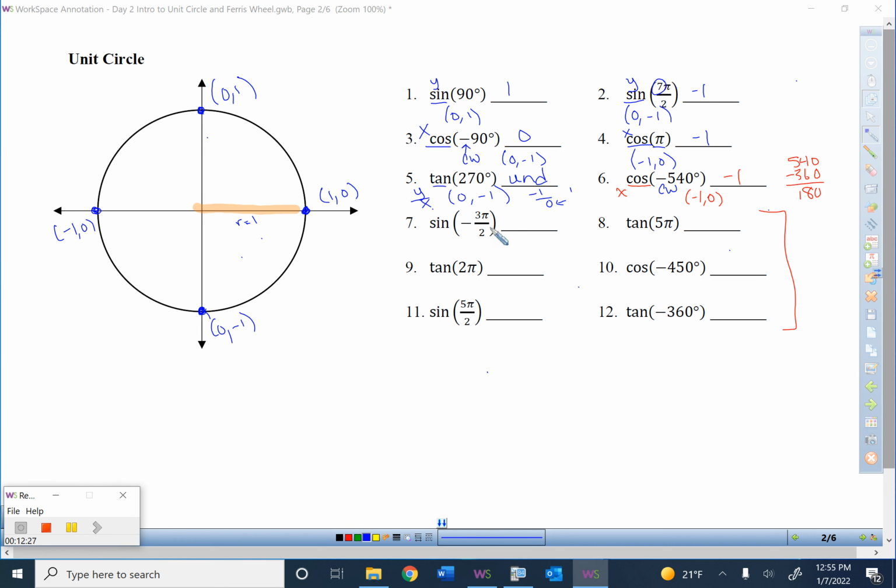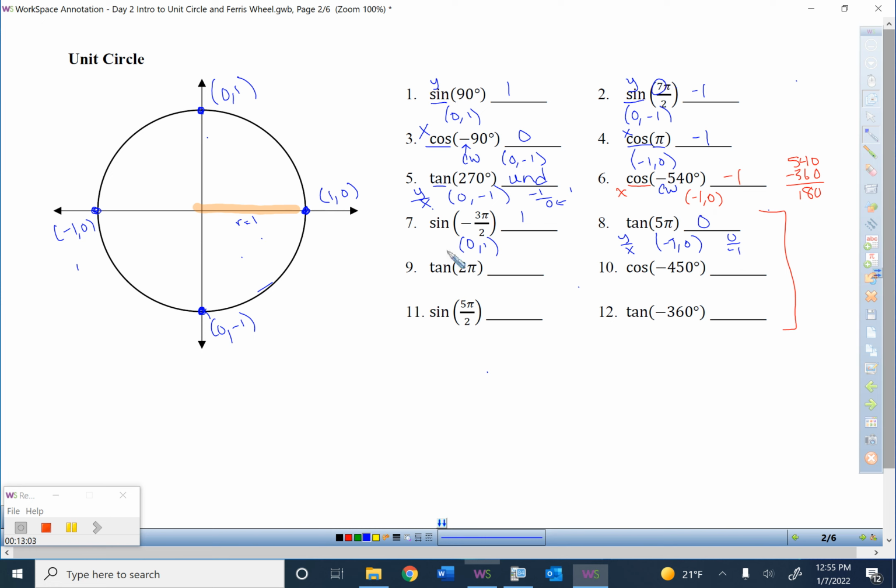Alright, we're going to run through these really quickly because you can throw them in your calculator to check them if you needed to. This is negative 3/2 pi, so there's 1, 2, 3/2 going clockwise, would be at 0, 1. Sine is y, it is the number 1. 5 pi would be 1, 2, 3, 4, 5 times around. So I'm at negative 1, 0, and that would look like y over x. So 0 over negative 1. This time the 0 is on top, so it reduces to 0.